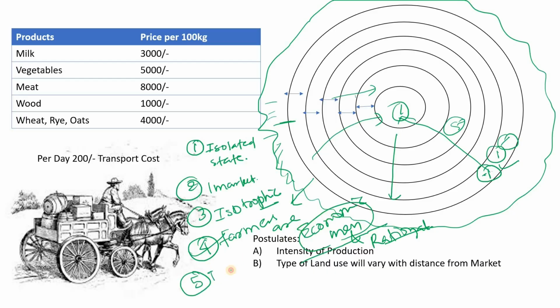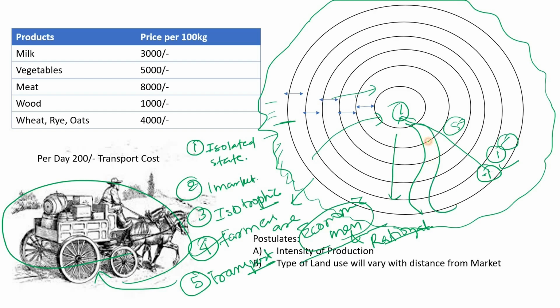And 5 is mode of transportation. As you can see, the only means of transportation was the bullock cart or the horse wagon. There was no river. Suppose there is a river, what will happen? People will go by boat, and the transportation fare will change. But here he assumed that there is only one means of transportation, that is the horse wagon, and the transportation cost is equal everywhere. For 1 kilometer, everybody will charge the same. Suppose 100 rupees is the fixed rate, everybody will take 100 rupees for 1 kilometer.